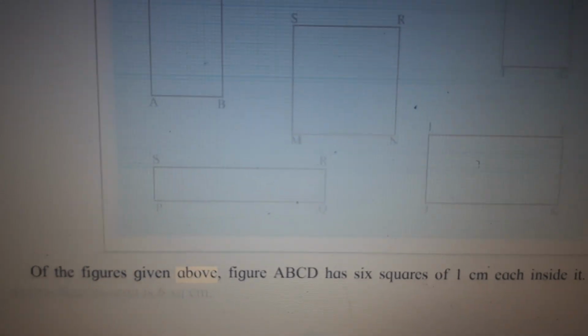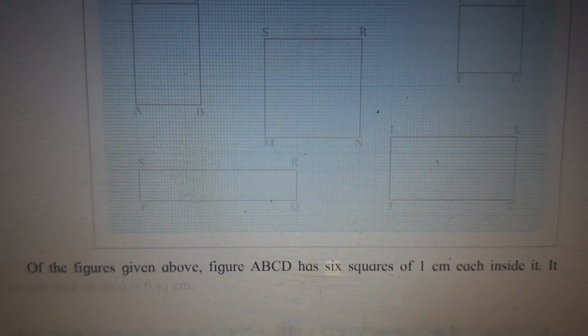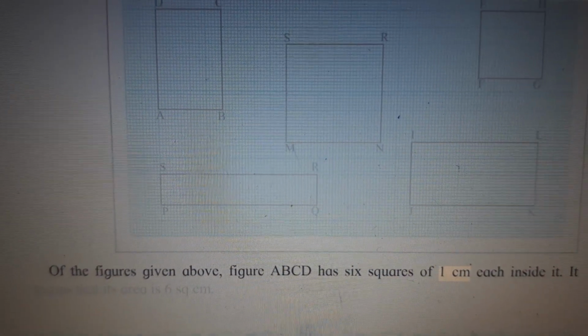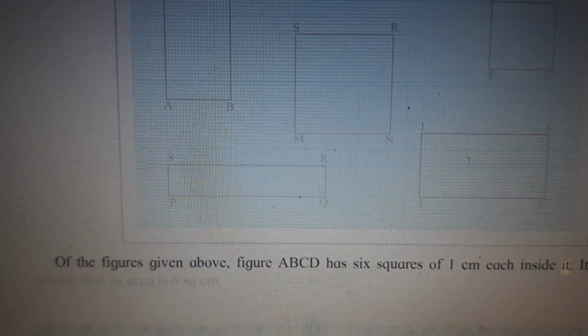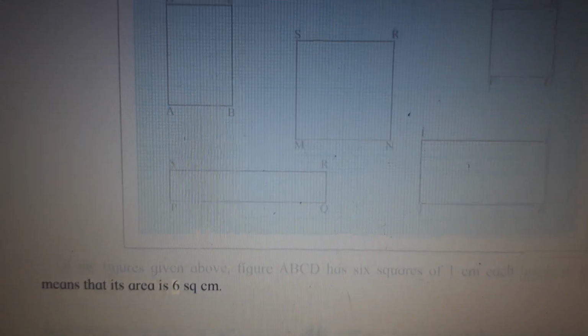Figures given above, figure ABCD has 6 squares of 1 centimeter each inside it. It means that its area is 6 square centimeter. Area revision.